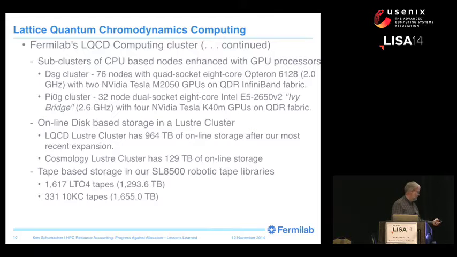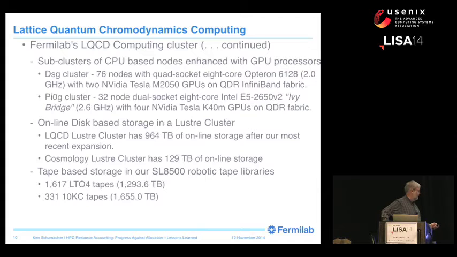It's really nice. The Pi0 GPU cluster, there's 32 nodes in that set, dual socket, 8-core, Ivy Bridge, and each of those nodes has 4 NVIDIA Tesla GPUs in it.